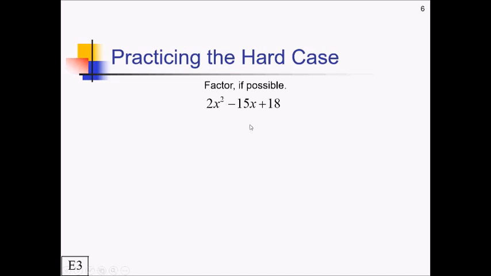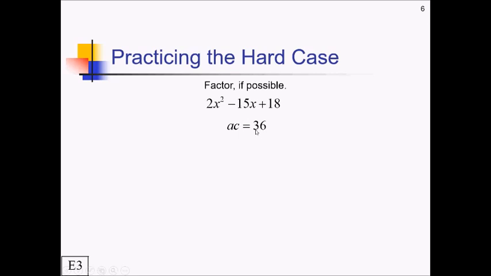So guess and check might have worked out for you. If it did, that's great. I'm going to show you the AC approach. So I'm going to multiply 2 and 18 to get an AC value of 36. And now I'm looking for factors of 36 that add up to negative 15. Because 36 is positive, I know they have the same sign, and they add up to a negative, so I've got two negatives I'm looking for.